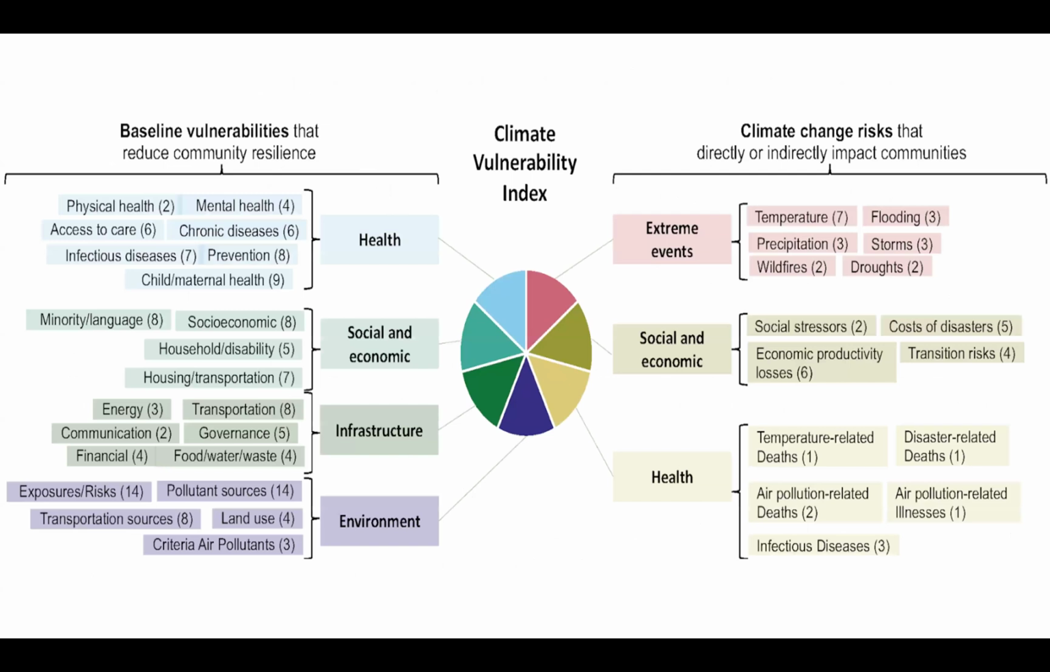So to summarize, what are the indicators included in this tool? This graph shows there are baseline vulnerabilities that reduce community resilience, and at the same time there are climate change risks that directly or indirectly impact communities.